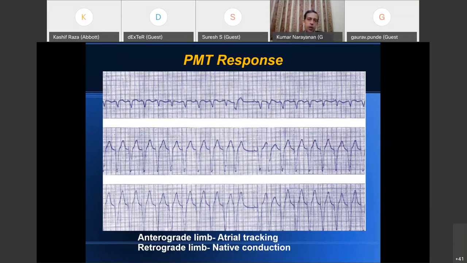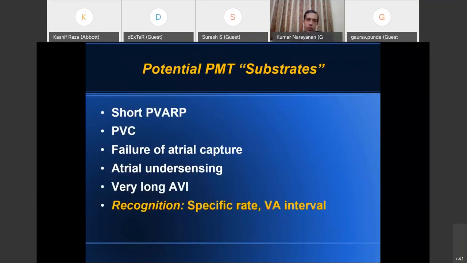So what are the reasons why PMT can happen? We talked about the PVARP, or the postventricular atrial refractory period. If that is inappropriately short, then retrograde P waves can be detected. PVCs are a common way of initiating. Some of the other reasons where PMT can be initiated include failure of atrial capture, atrial undersensing, or programming of very long AV delay. So whatever may be the cause, PMT algorithms are designed to recognize PMT once it occurs and perform some intervention automatically to terminate it.